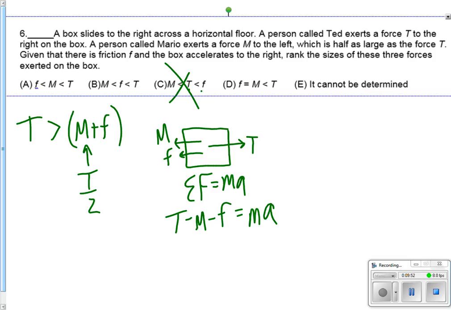So that means that M must be greater than F, right? So T must be greater than both M and F combined, and M must be greater than F. So we must have something in our choices that tells us that T has to be greater than M, which has to be greater than F. And I can see it right there as letter A.